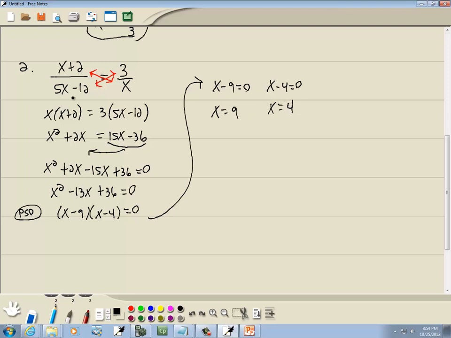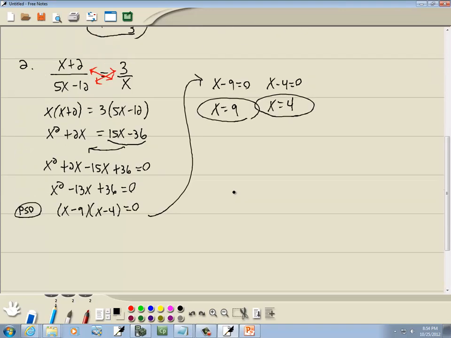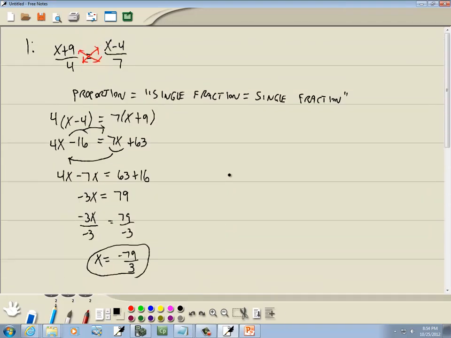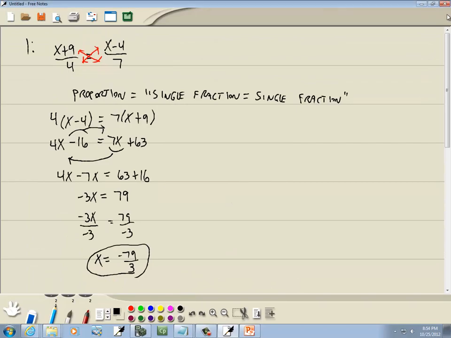Now we want to make sure these don't cause a 0 in any of our denominators. If I put 9 back there, 5 times 9 is 45 minus 12, that's not 0. If I put 9 here, that's not 0. If I put 4 here, 5 times 4 is 20 minus 12, that's not 0. If I put 4 here, it's not 0. We don't care what it actually equals, we just want to make sure it doesn't give us 0. You could go through and fully check it, but if you feel good about all your steps, that's the only thing you have to check.